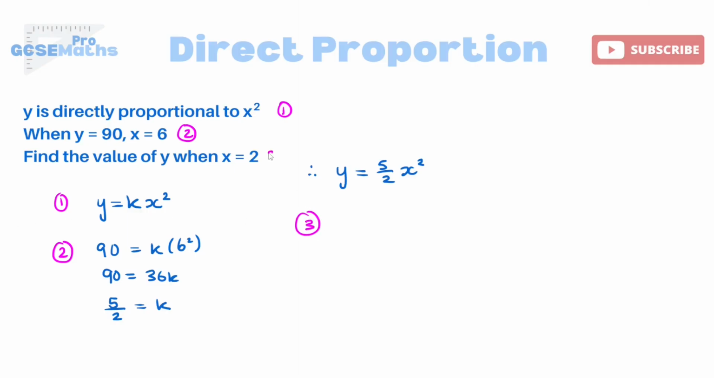And then step 3 is to answer the actual question. Find the value of y when x is 2. So substitute in x being 2. So 5/2 times by 2 squared. If you put that in your calculator, if you work that out, you should get 10. Y is 10. So you can see it's exactly the same steps. I've just had a little bit of an extra complication with the x squared, but otherwise it does follow the same method.